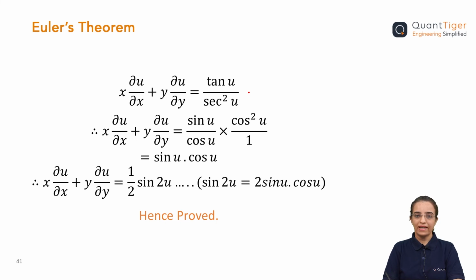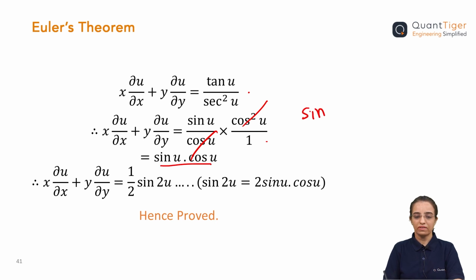So we know that tan u is nothing but sin u upon cos u, and sec square u is inverse of cos square u. That's why I can write it here. So one cos will get cancelled over here, and simply I will get sin u into cos u. And if you look at our right hand side, which we have to prove, it's very similar to that one. Simply we have to use one formula.